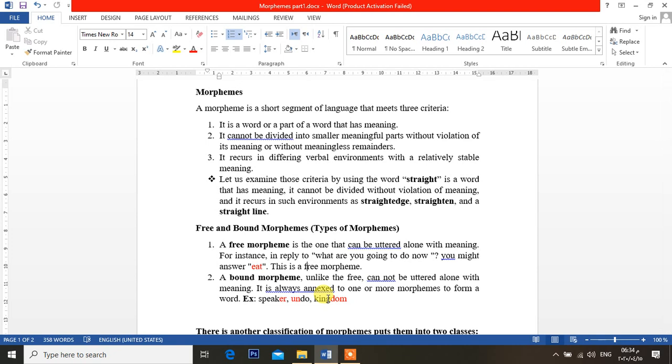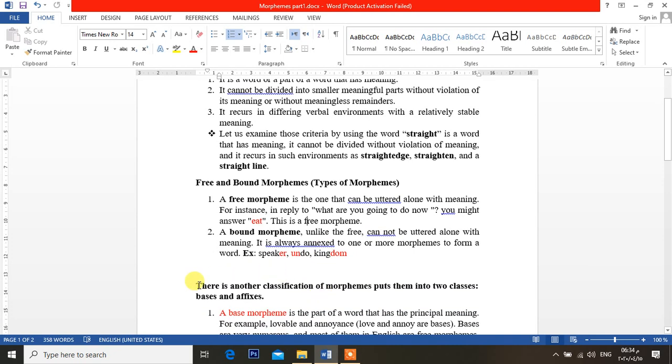So here we have speaker, undo, kingdom. The ones in red are bound morphemes. This is the difference between the free morpheme and the bound morpheme. The free morpheme can be uttered alone with meaning, whereas the bound morpheme cannot be uttered alone with meaning, so it should be attached to another morpheme. Here we have another classification of morphemes, which puts them into two classes, bases and affixes.